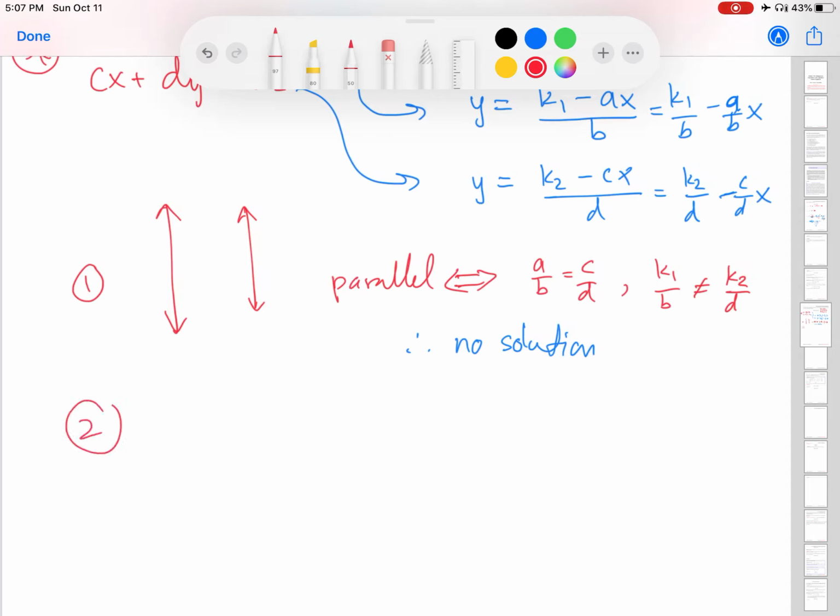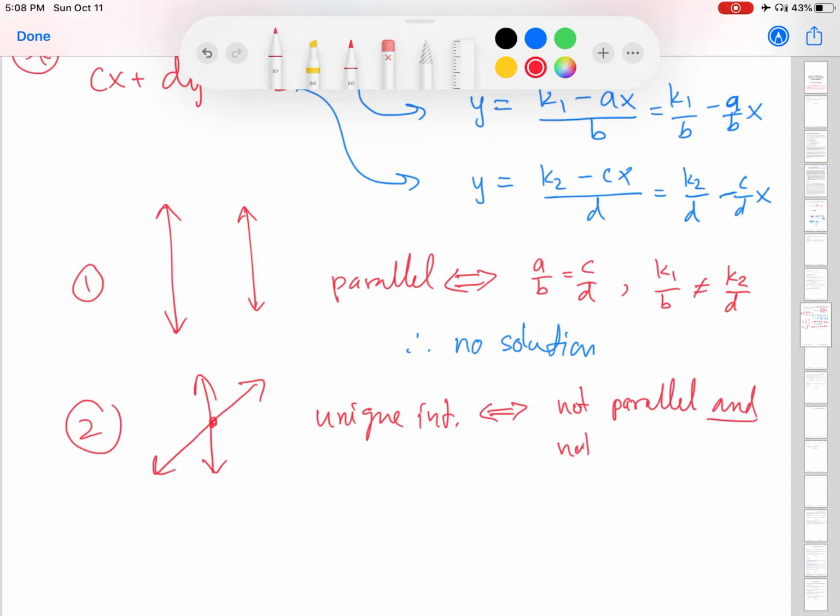The second thing that can happen is the two lines can intersect just once. So this is a unique intersection, and that happens effectively when the lines are not parallel and not the same line. In other words, as I've drawn it over here, I've drawn two different lines. They are not on top of each other. They're two different lines, and I've drawn them such that they're not parallel. So that is going to give me a unique intersection point.